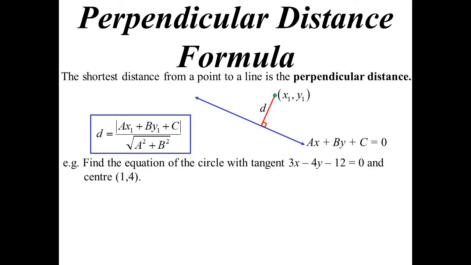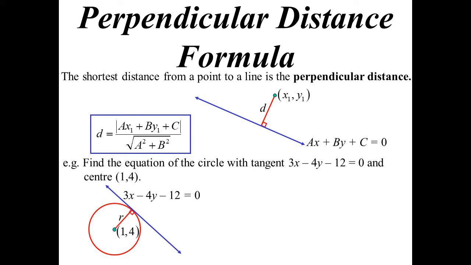Find the equation of a circle. Hang on, how's that come into this? Tangent 3x minus 4y minus 12, the centre of the circle is (1, 4). You've got to remember a little bit of circle geometry to realise why this question is appropriate. Here's a circle. And the centre is (1, 4). I haven't bothered drawing up the axes or anything like that. There's the tangent, and we're saying what is the distance basically there?